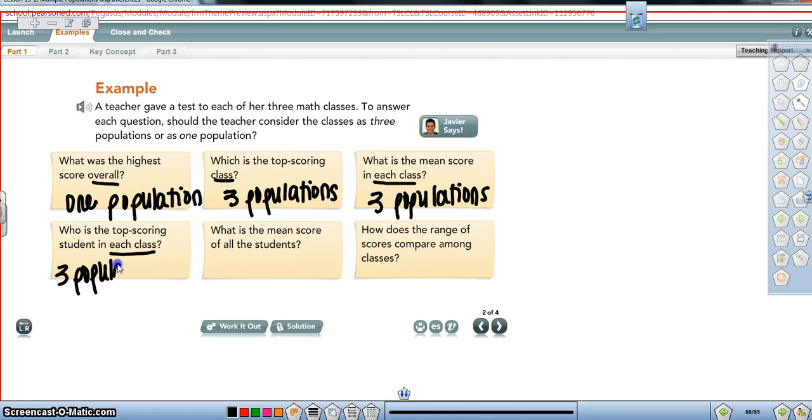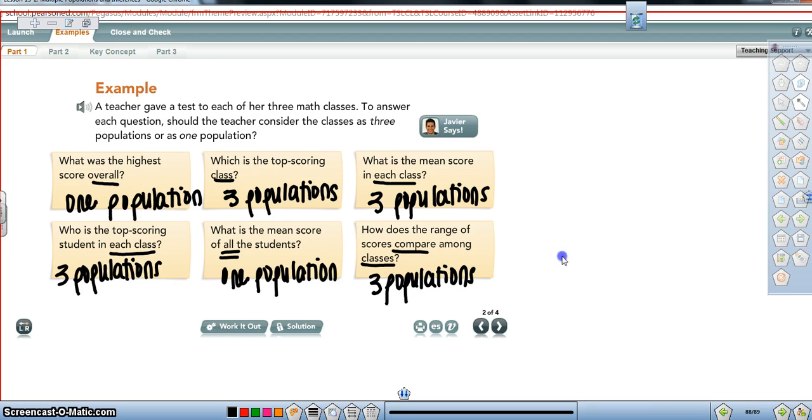So you would not put them all together in one big group, but you would think about them as 3 separate groups. What is the mean score of all the students? So we're not talking about what class they're in. We don't even care. We just want to know what's the average score of all students. That would be thinking of all of the students as one large population. How does the range of scores compare among classes? So we want to compare the classes. That means we would have to find the range of each class and then compare them. So we would think of them as 3 groups.